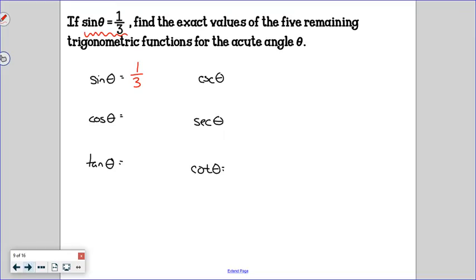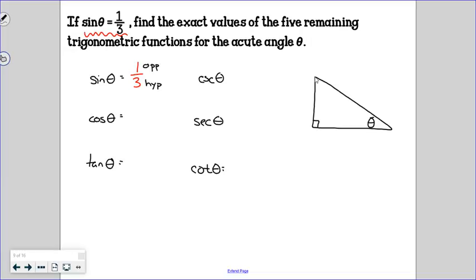I would do that again: I would come in here and draw myself a triangle. It makes no difference. I tend to always draw my triangles the same way out of habit. But name one of these two angles theta, and it doesn't matter which one. But my triangle doesn't have any numbers on it. Where am I going to get numbers? From sine. And sine is what over what? 1/3, and it's my side lengths of opposite and hypotenuse. So I know that the opposite side should be labeled 1, and the hypotenuse side should be labeled 3.